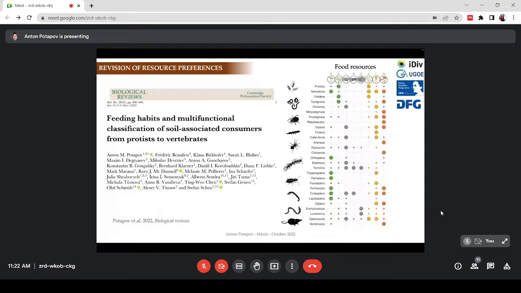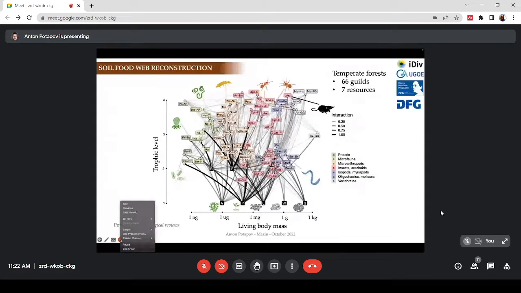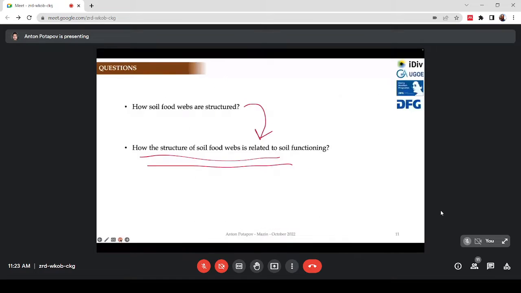And at the end, we could reconstruct these trophic relationships as shown here. This is an example of very large scale meta food web reconstruction, which includes all resources, but also different kinds of consumers from very small to very large. It actually includes even birds in the same network. And this approach allows us to analyze together organisms from bacteria to birds in a single interaction network. As you see here, the span of body size is from 1 nanogram to 1 kilogram. So this was a part where I was talking about how soil food webs are structured.